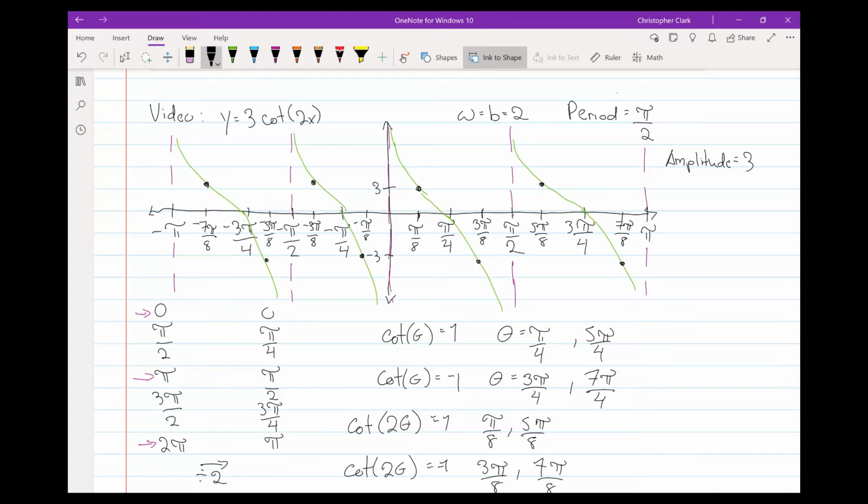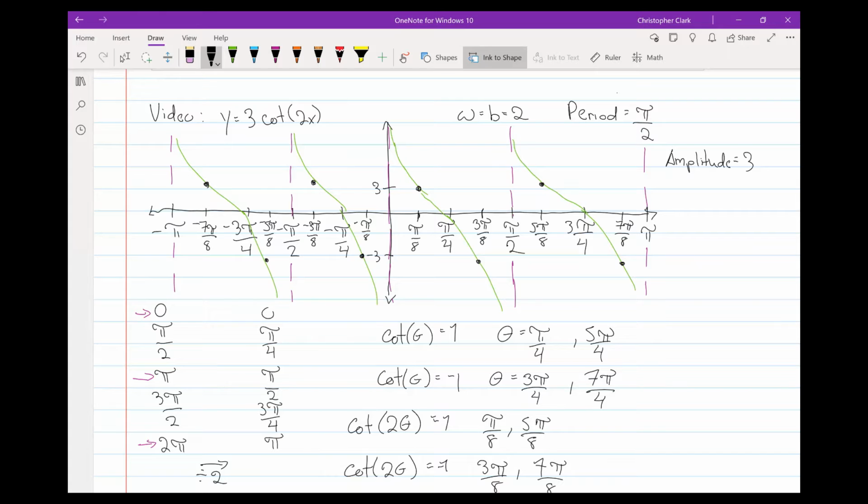Okay, so we're going to go through a couple of worked examples on transforming these trigonometric functions. We'll start off with one, and it's already been done just to save a little bit of time with drawing, but we'll walk through all the steps. So we have y equals 3 cotangent of 2x.